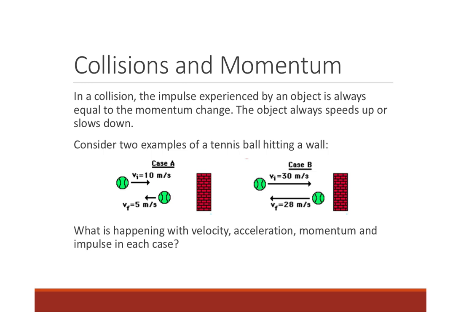So let's talk about momentum and collisions. What's going on? Well, in a collision, the impulse experienced by an object is always going to be equal to the momentum change. That's just impulse equals momentum change. And the object is always going to speed up or slow down as a result of the collision. So let's look at these 2 collisions down here. We've got a tennis ball bouncing off the wall. In case A, we have a tennis ball coming in with a velocity of 10 meters per second. And because this is rightward velocity, this is going to be a positive 10 meters per second.